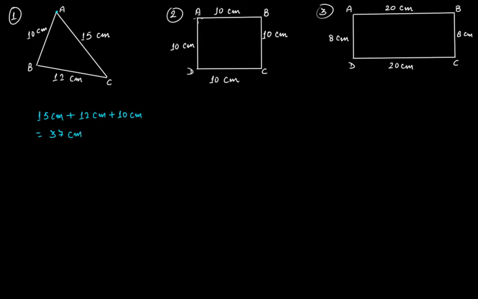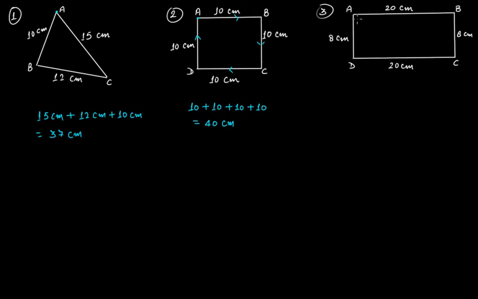Similarly here, if I start from the point A, then A to B is 10 centimeter, plus B to C is again 10 centimeter, C to D is again 10 centimeter, and D to A is again 10 centimeter. Therefore this is 40 centimeter. In this case it was a square because all their sides were equal.